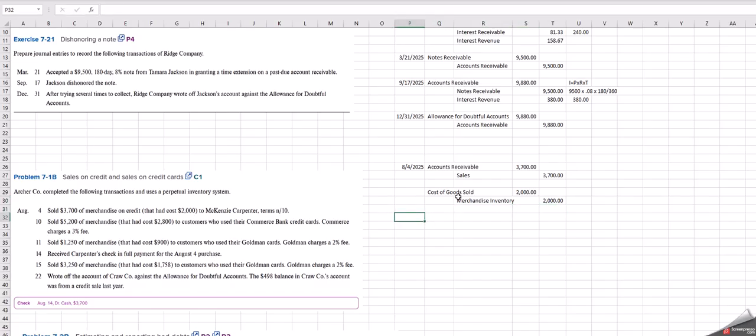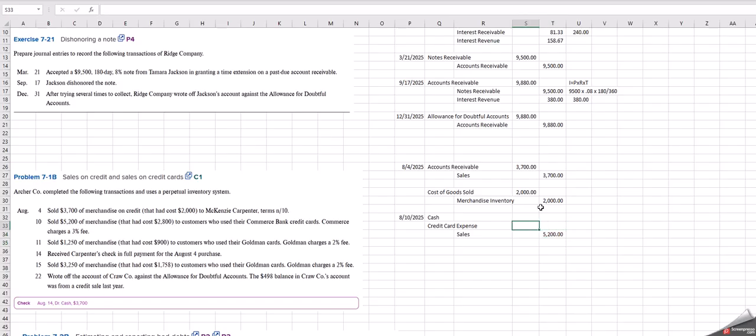So that's our regular sales entry. Again, hopefully just review of that one. Okay, then we get into the credit card ones though. So on August 10th, we sold $5,200 of merchandise that cost $2,800 to customers who used their Commerce Bank credit cards, and Commerce charges a 3% fee. So the cash is going to come in. We're going to have a new account called credit card expense that we debit, and then we're going to credit the sales. I always start with the sales because that's the one that's given to us. So $5,200 is the sales.